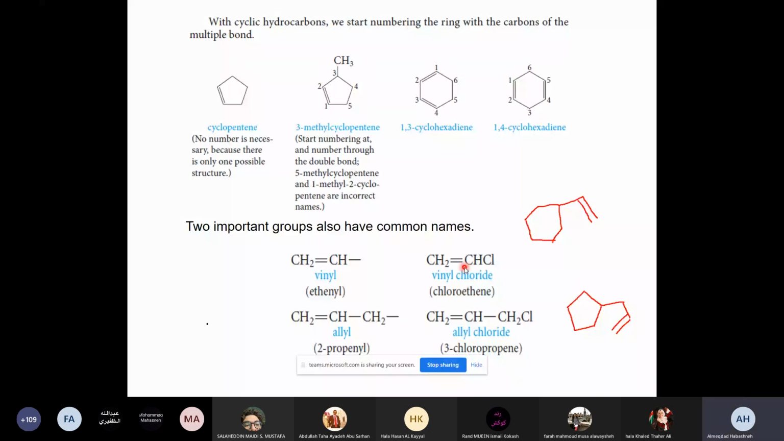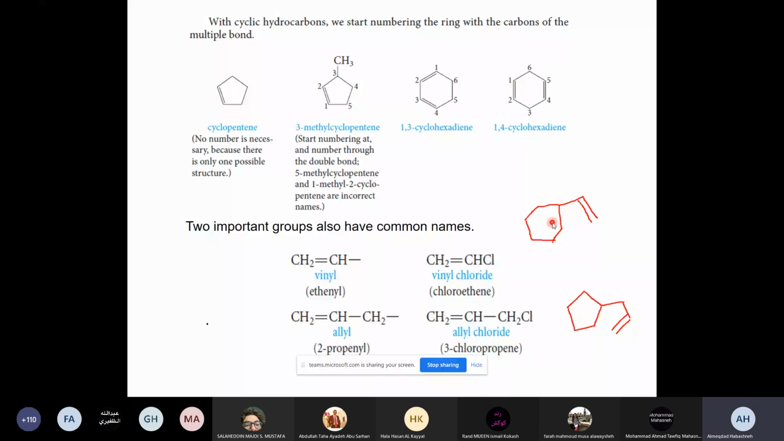ولو أخذنا هذا الكومباوند اللي هو عبارة عن سايكلوهكسين عليه دبل بوند substituted, we call it vinyl cyclohexane.